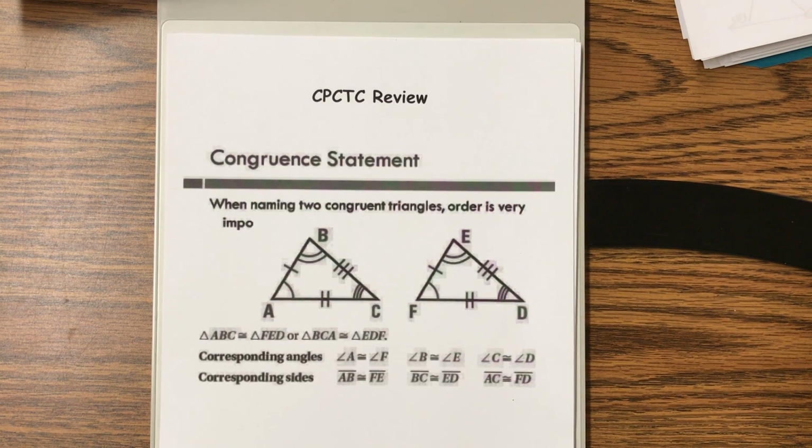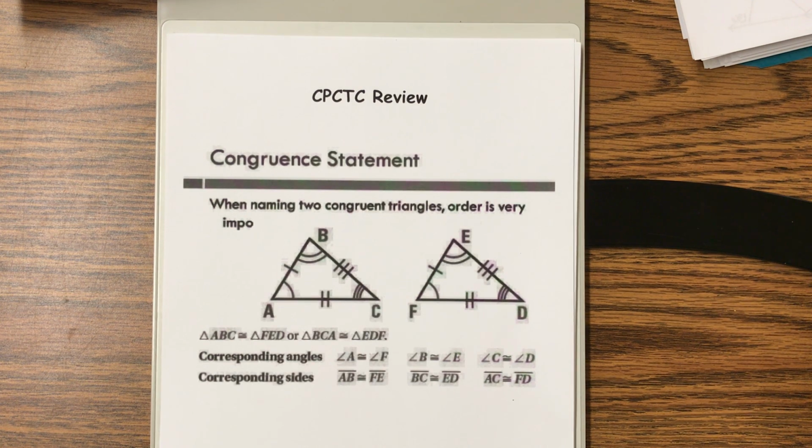Our lesson today is on proving or justifying why two triangles are congruent. So we're going to start by reviewing what CPCTC means. If you remember from last week, corresponding parts of congruent triangles are congruent.